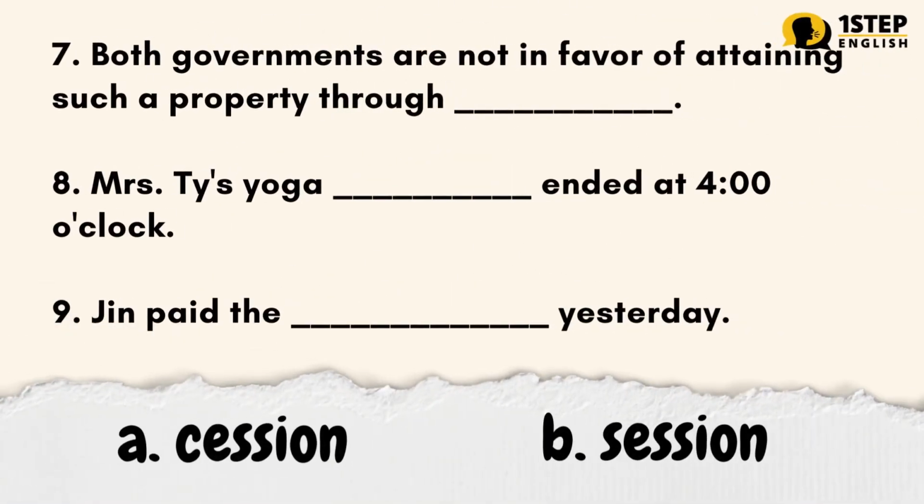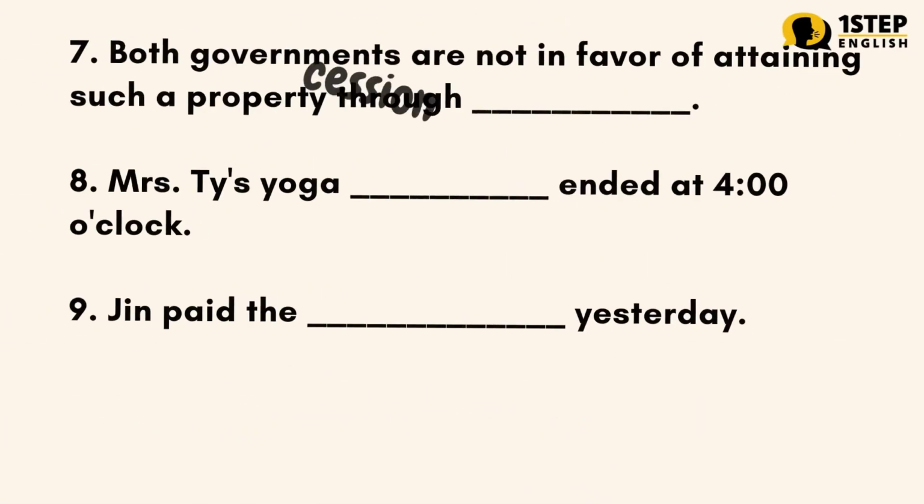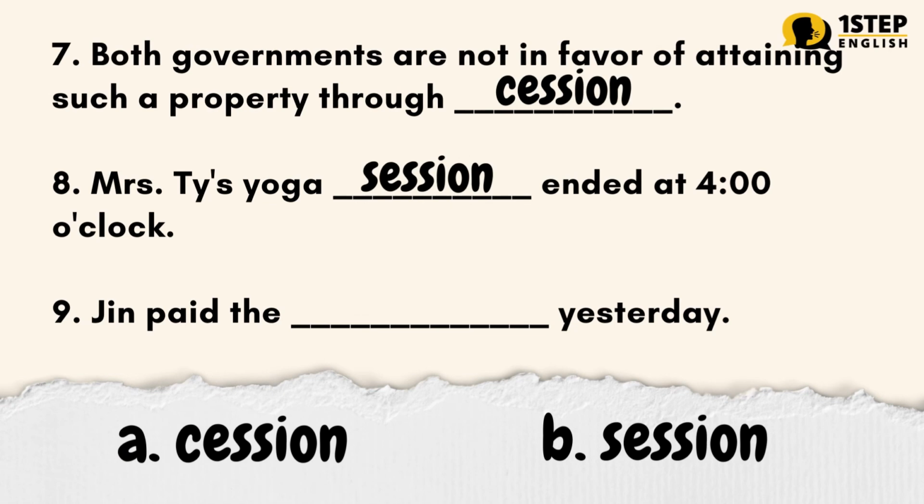Number 7. Both governments are not in favor of attaining such a property through blank. Number 8. Mrs. Tai's yoga blank ended at 4 o'clock. Number 9. Jin paid the blank yesterday. Letter A. Cession. Letter B. Session. The correct answers are Number 7. Letter A. Both governments are not in favor of attaining such a property through cession. Number 8. Letter B. Mrs. Tai's yoga session ended at 4 o'clock.